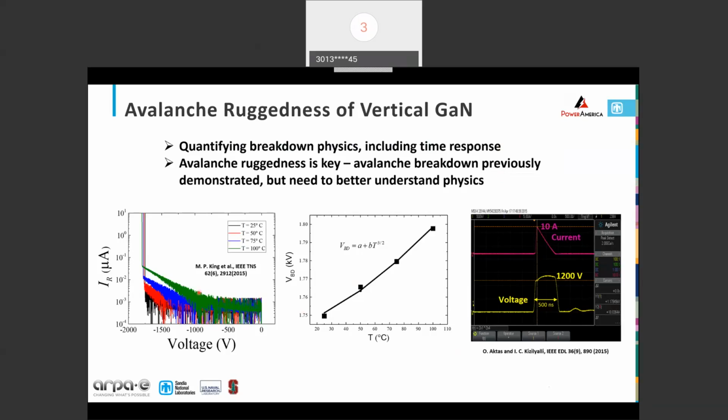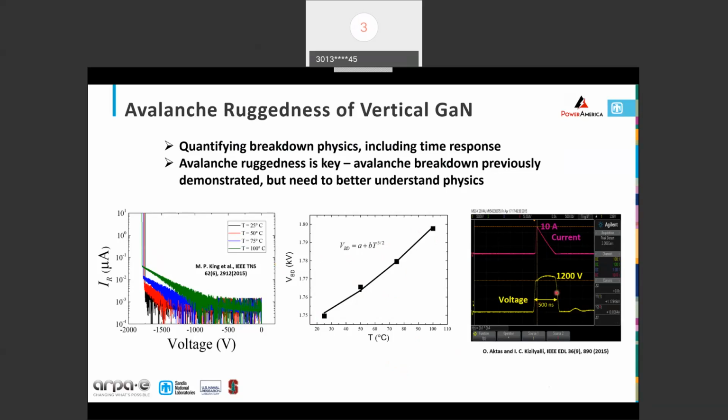This is some temperature dependent breakdown on the left, and you can see as we increase the temperature, breakdown voltage increases. So that's characteristic of avalanche breakdown. If we plot that versus temperature, we get this T to the 3/2 dependence. So that's consistent with phonon scattering limiting the breakdown. Again, consistent with avalanche.